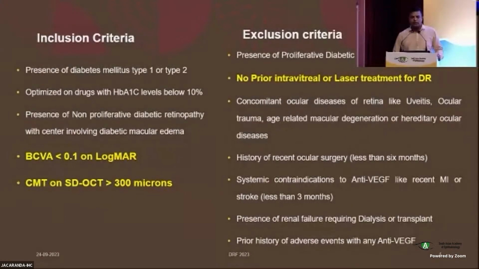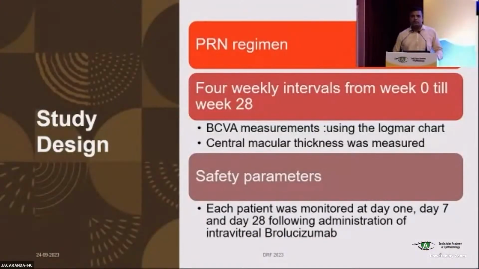These were our approvals. And we used the inclusion and exclusion criteria of the Kestrel study, where the initial vision had to be less than 0.1 on logMAR to start the treatment, and the central macular thickness had to be more than 300 micron. One important thing was that all these patients had to be treatment naive. That means no prior intravitreal or laser treatment had to be done in these patients. Where we differed from the Kestrel study was that we started de novo with a PRN regime. We were seeing these patients at 4-weekly intervals from 0 to 28 weeks.